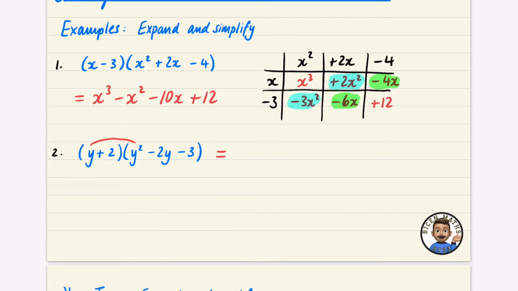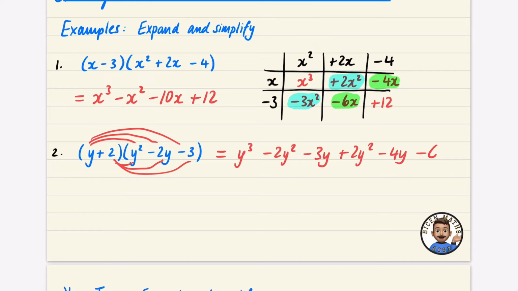So I'm going to do the y times y squared, that's y cubed. Y times minus 2y is minus 2y squared. And y times minus 3 is minus 3y. I'll then do the 2 times y squared, which is plus 2y squared. Now sometimes I like to write it underneath there because I know it's then in the right place. But for this sake, I'm just going to write it out in a long list. So I get plus 2y squared. 2 times minus 2y is minus 4y, and then 2 times minus 3 is minus 6.